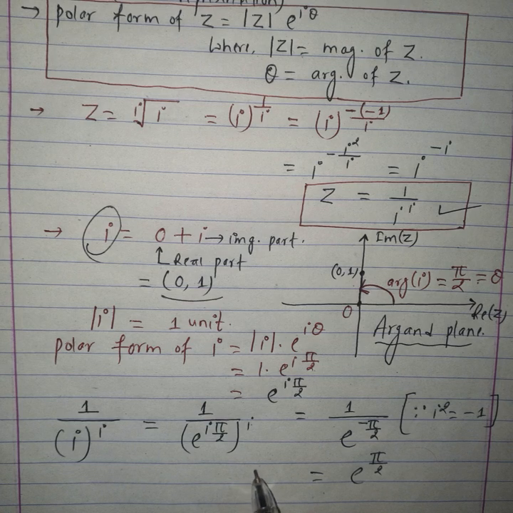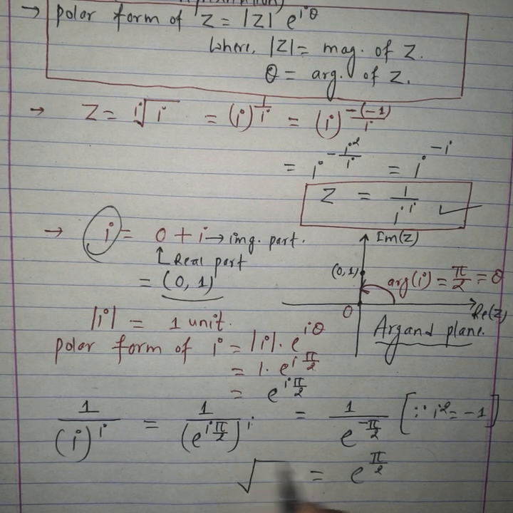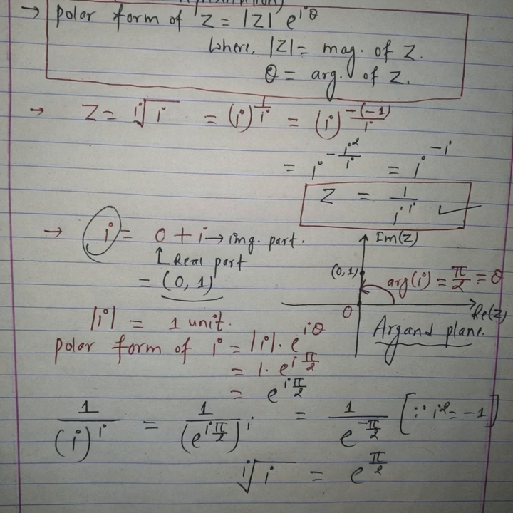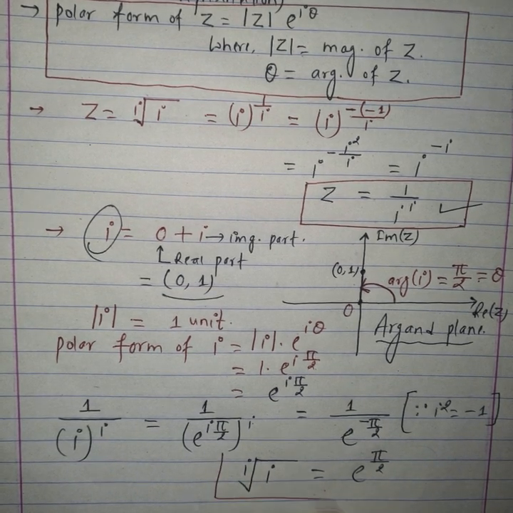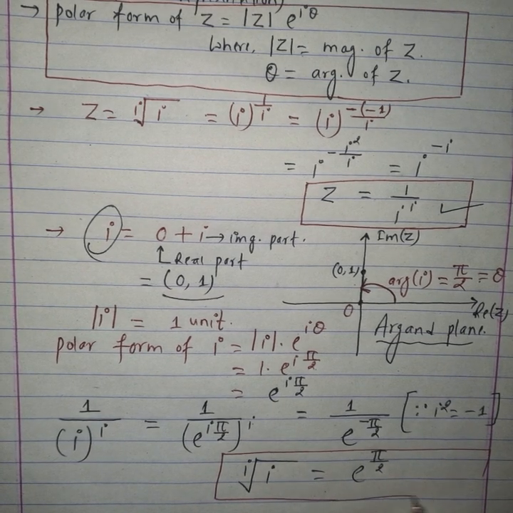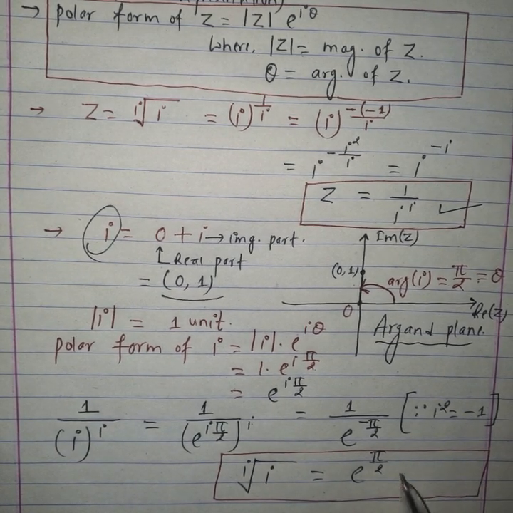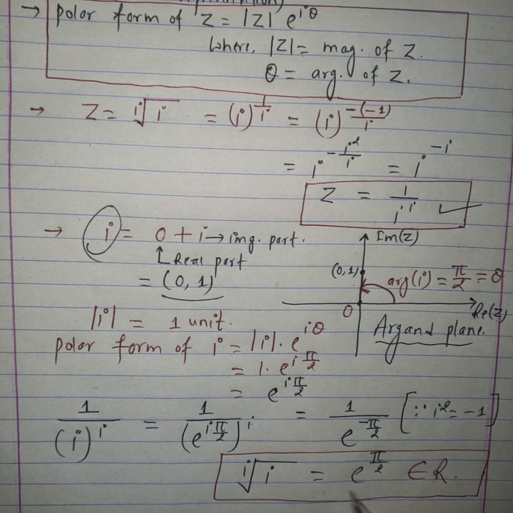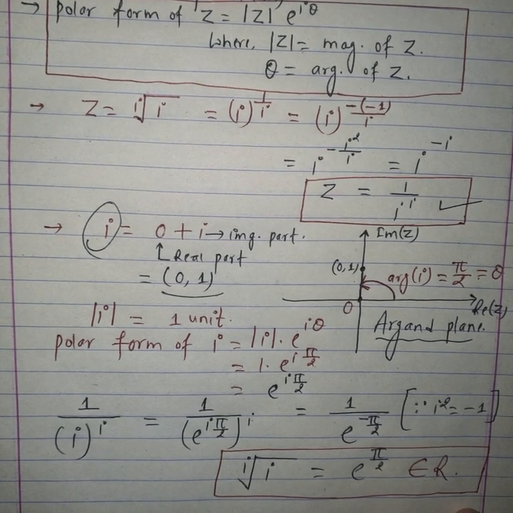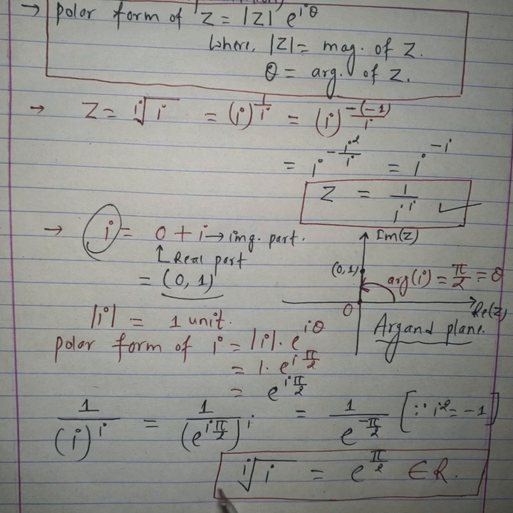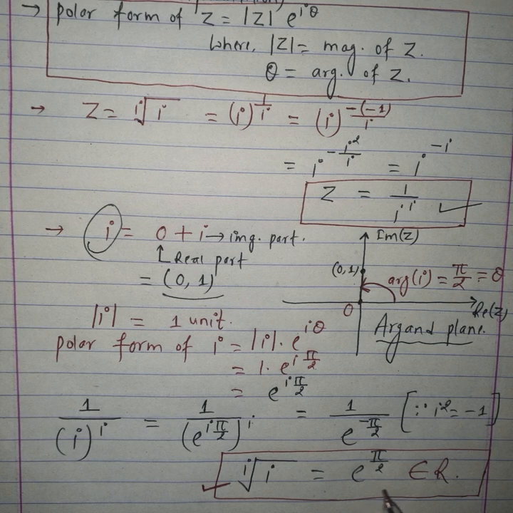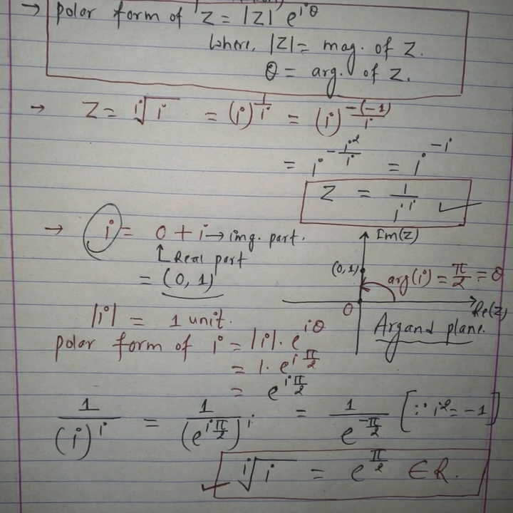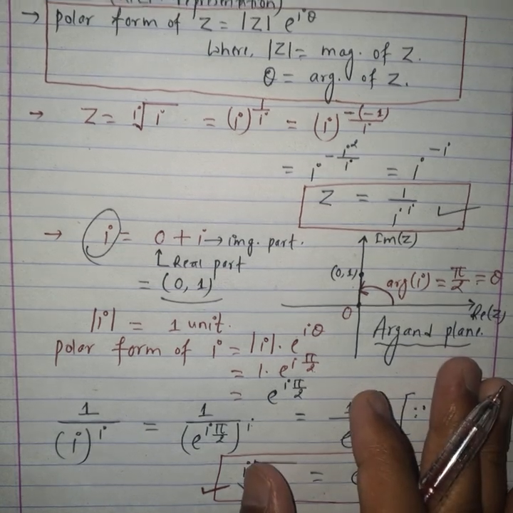So finally we obtain that the ith power of the imaginary unit is e raised to the power of pi over 2. This is a real number. We finally obtain the result that the ith root of i is a real value, a real number. This is the final solution of this question.